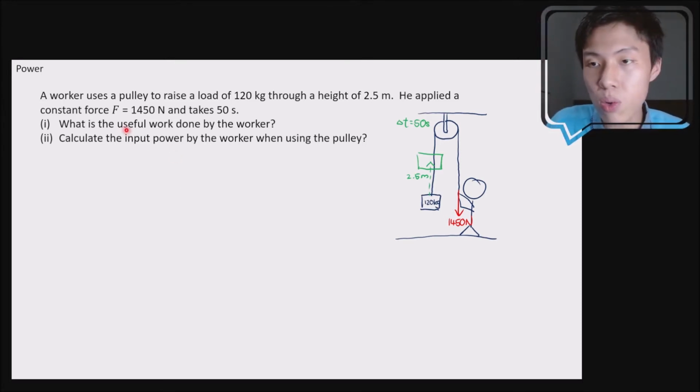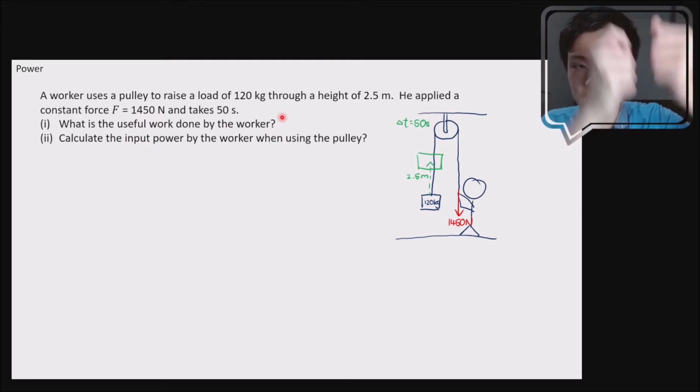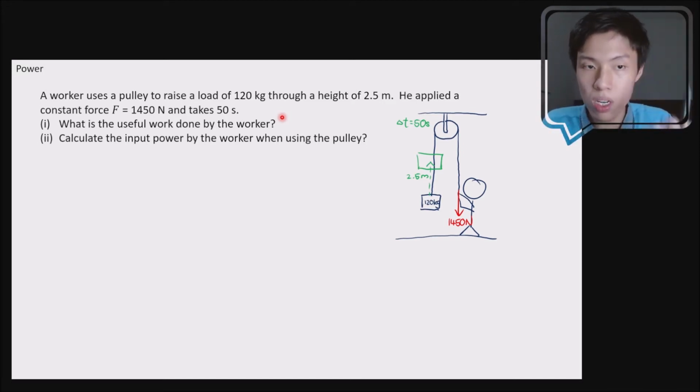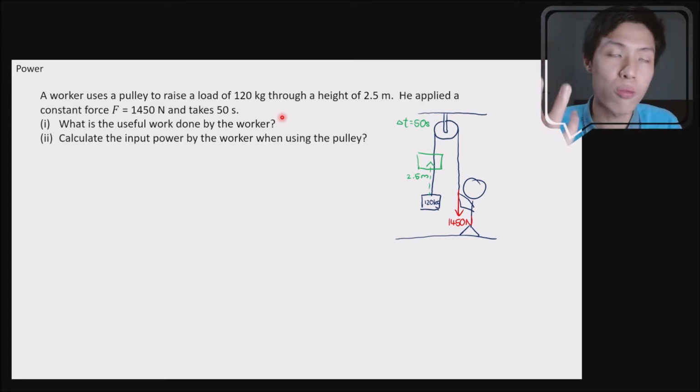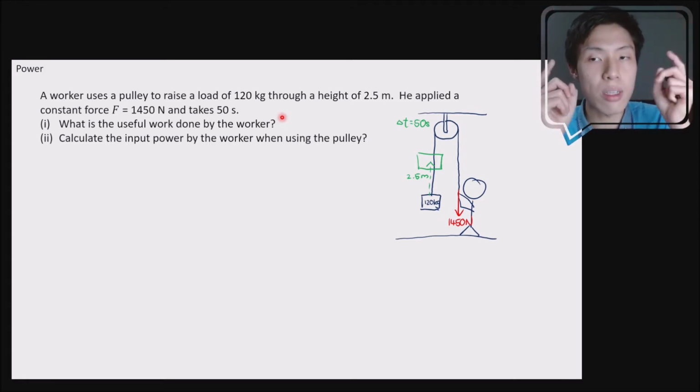Okay, so the question asks for what is a useful work done by the worker. So useful work done, it's a very interesting concept. Let's look at this situation here. The worker is trying to pull on the rope because the purpose of this work over here is to raise the load through a height of 2.5 meter. The purpose of this worker doing this work is to raise the load by 2.5 meter. So that's the main purpose.